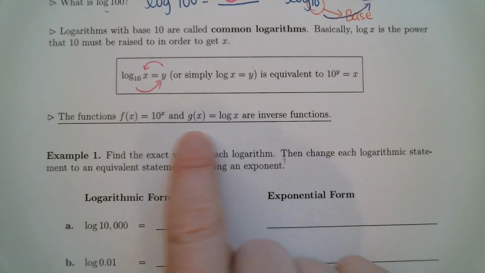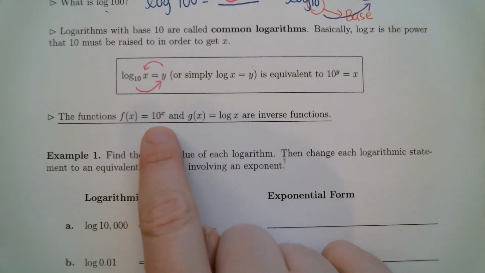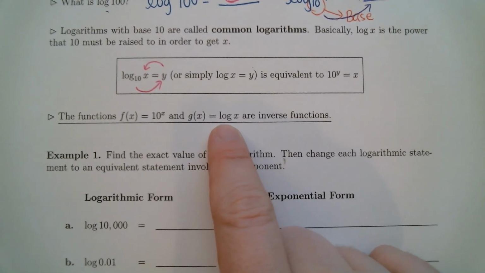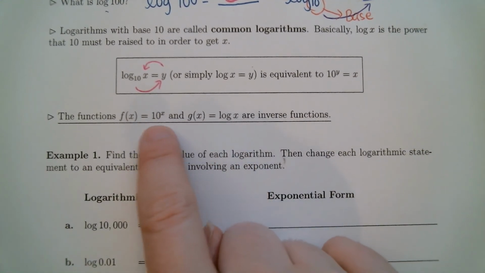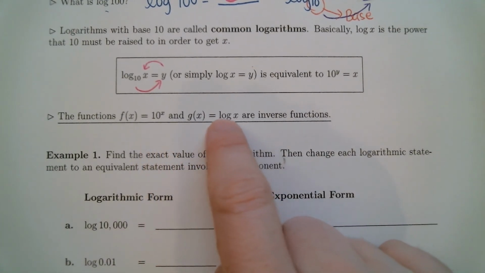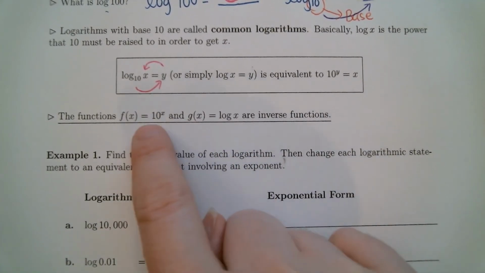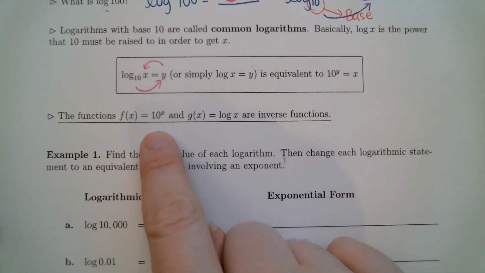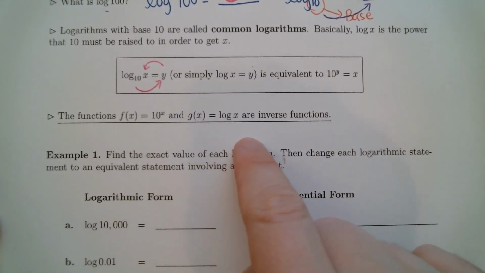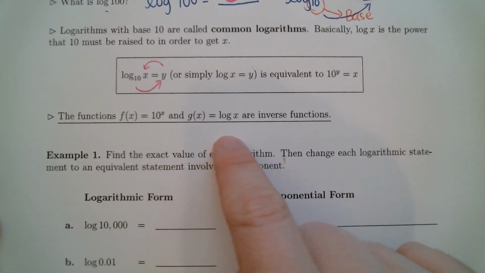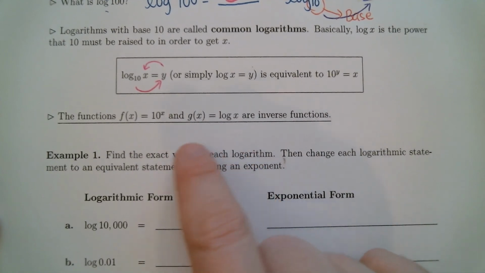So remember, this exponential has base 10 and this logarithm is base 10. If you have a simple exponential function and a simple logarithmic function of the same base like this, they're going to be inverses of each other. So like the function 2 to the x and log base 2 of x, they're going to be inverse functions. 3 to the x and log base 3 of x are going to be inverse functions, and so on.